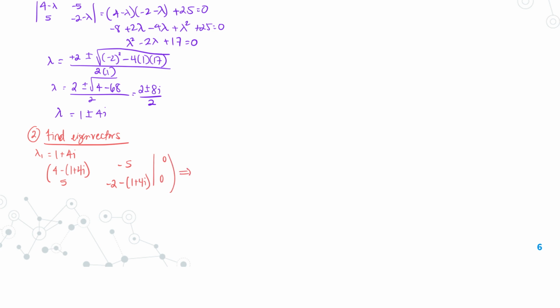So if we simplify things a little bit, 4 minus 1 is 3, minus a plus is a minus, so 3 minus 4i, and 5. And then we have negative 5, and negative 2 minus 1 is negative 3, and then minus 4i. And again, we have an augmented matrix. It is now equal to 0.